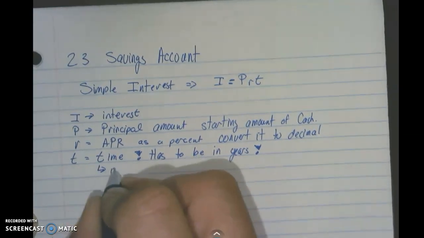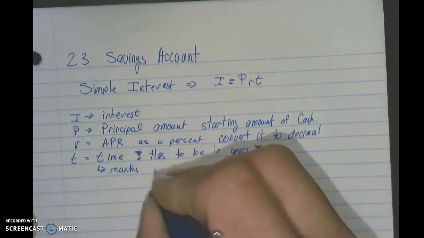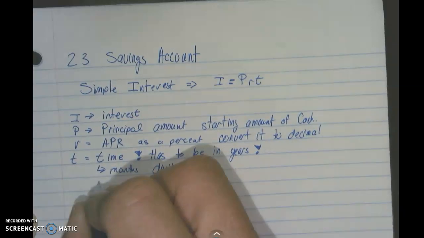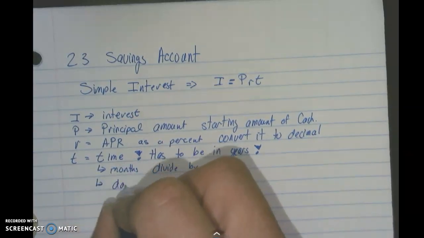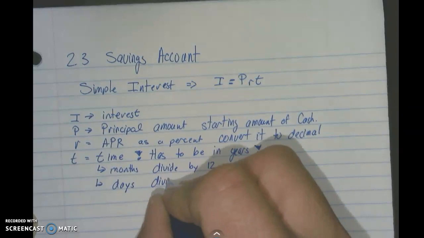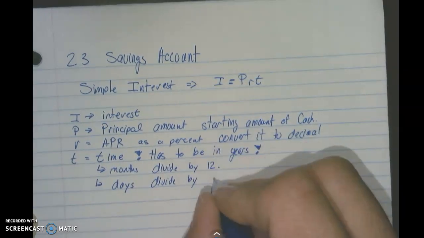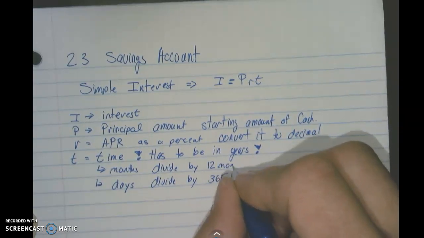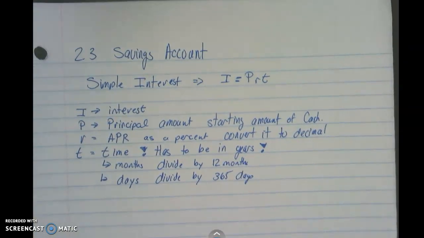Okay, so months, you can divide by 12. And days, we're just going to stick to the 365 days. Okay, I understand that we were just in a leap year. Unless the question specifically says you are in a leap year, you are to use 365.